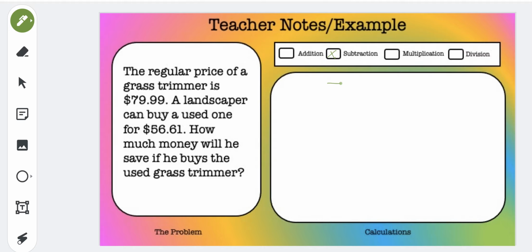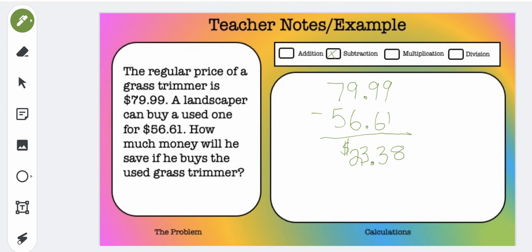Okay, so let's do that over here. So we have $79.99, and we're going to subtract $56.61. All right, and now to do this, we're going to subtract 9 take away 1 is 8. 9 take away 6 is 3. You need to bring down the decimal point. And 9 take away 6 is another 3. And 7 take away 5 is 2. So our final answer is $23.38. All right, that's the first problem.